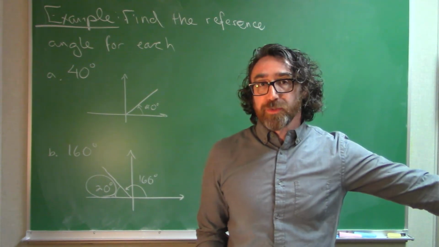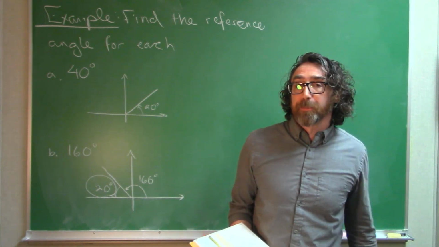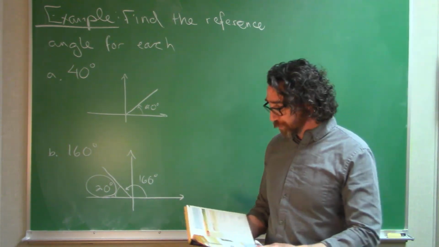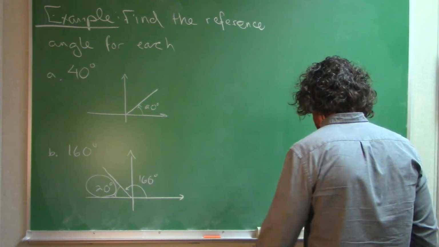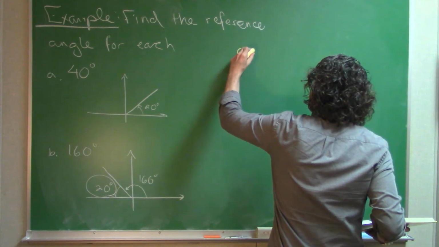Remember, in the first chapter we talked about angles in standard position. In the last chapter we talked about right triangle trig. We'll be able to mold the two together here. Okay, let's do this one. Let's go 325 degrees.